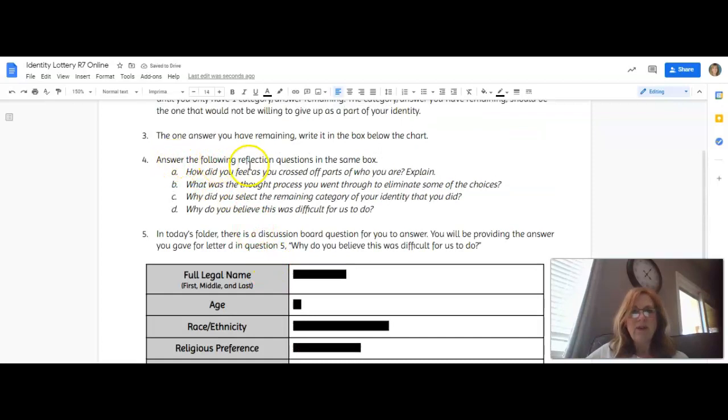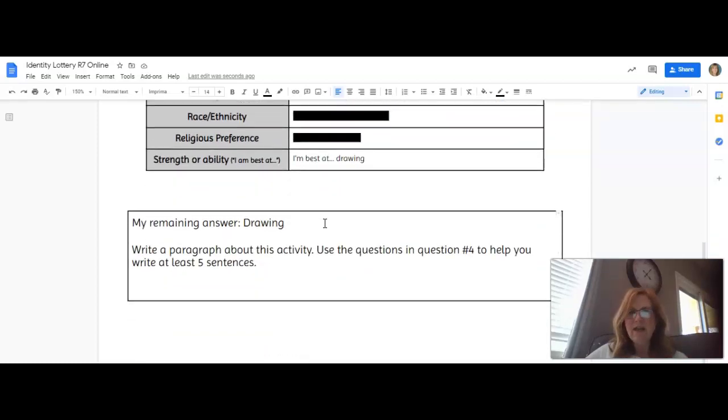Then it says, answer the following reflection questions in the same box. How did you feel as you crossed off parts of who you are? Explain that. What was the thought process you went through to eliminate some of the choices? Why did you select the remaining category of your identity that you did? And why do you believe that this is difficult for us to do? Those are idea questions, like, what are you going to write?